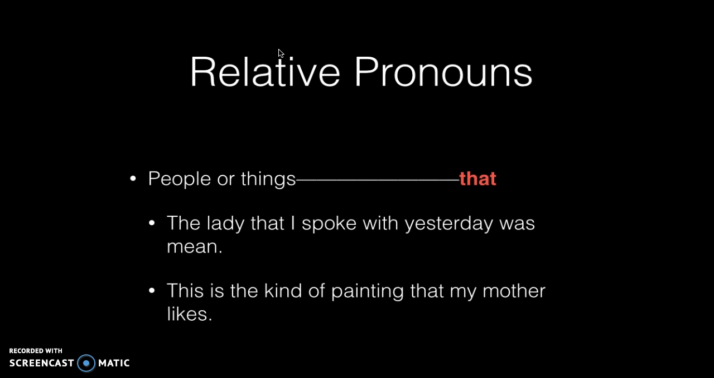Now we're going to look at an example using that to describe a thing. This is the kind of painting that my mother likes. Painting is the noun. That my mother likes is the adjective clause. What is that describing? That is describing a thing. And what is that thing? The thing is the painting. We cannot say this is the kind of painting who my mother likes, because painting is not a person.